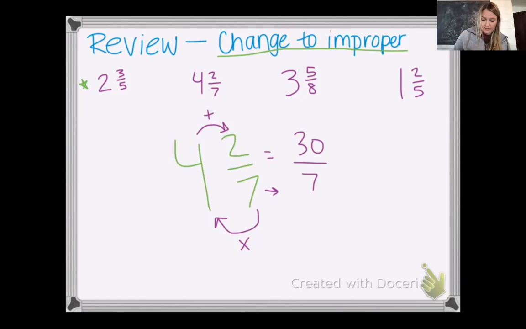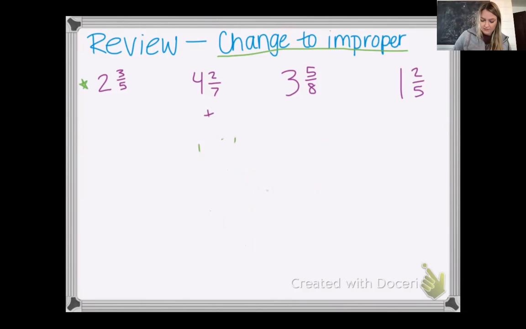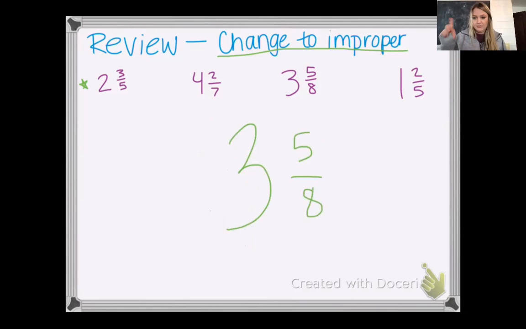Let's do one more. How about 3 5/8. Again, multiply, add, denominator, over and over. So 8 times 3 is 24. 24 plus 5 is 29. Keep your denominator, which is an 8. Same steps over and over again.